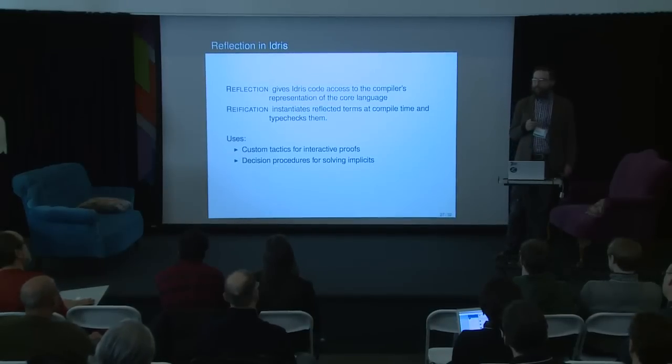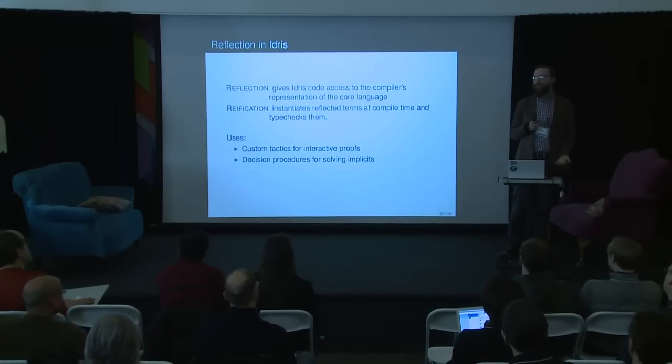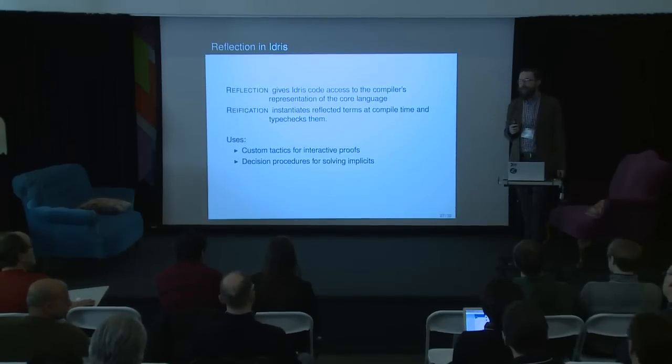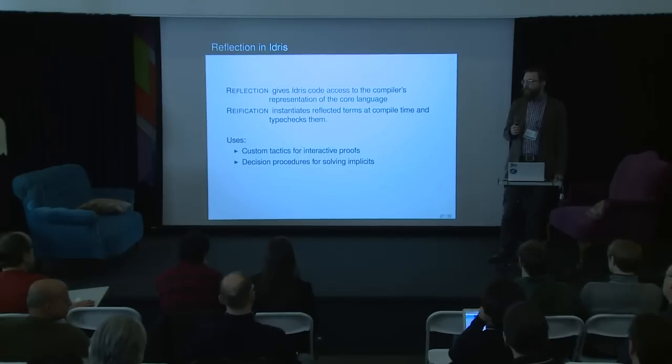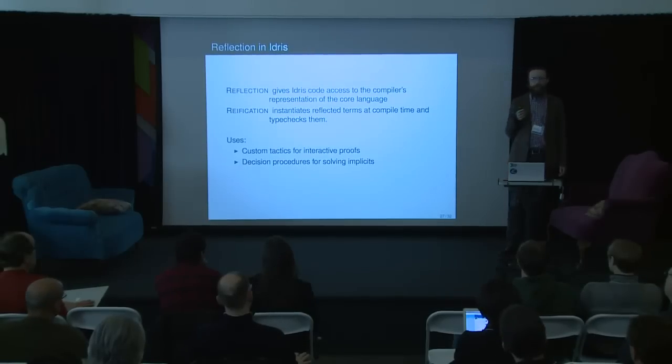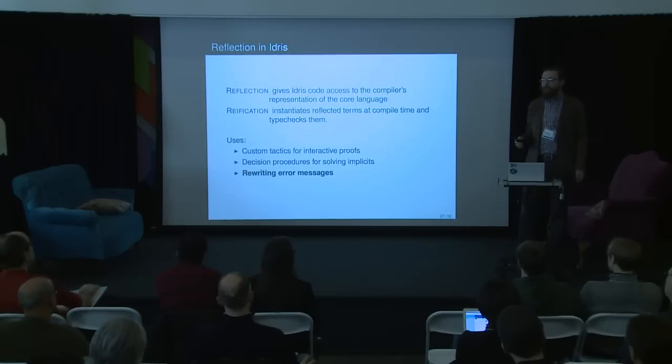Traditionally, these kinds of reflection features have two main uses. One of them is doing custom proof tactics. If you have some complicated thing you'd like it to prove, then you can create a little mechanism for doing that. But also it's nice for decision procedures for solving implicit arguments. Before, you saw that we could write auto. Well, auto doesn't work in every case. Sometimes if you want users to not have to deal with something, you have to automate it. Reflection is a nice way to do that, because you can pattern match on the reflected representation of the goal that you're wanting to solve. What we're going to use it for here is rewriting error messages.